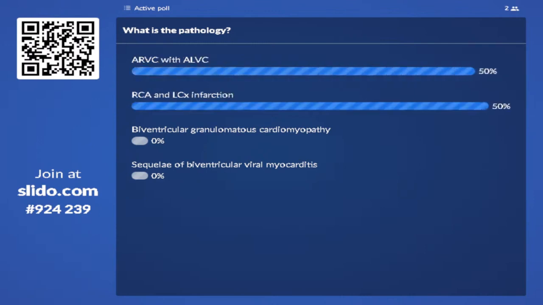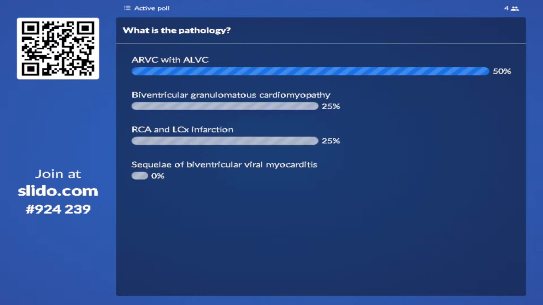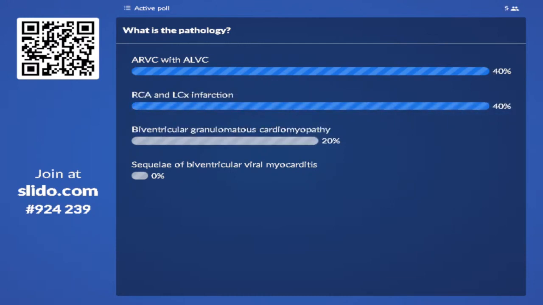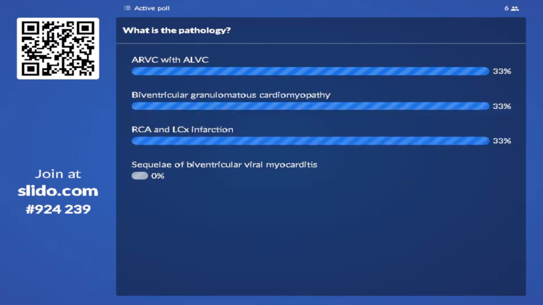Oh, it's already running. All right, great. Do we have answers? Is it ARVC with ALVC or B or C or D? Yeah, sir, we have ARVC with ALVC in 33% of the cases, biventricular granulomatous cardiomyopathy in 33% of the cases, and RCA LCX infarct in 33% of the cases.